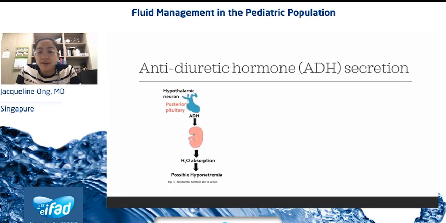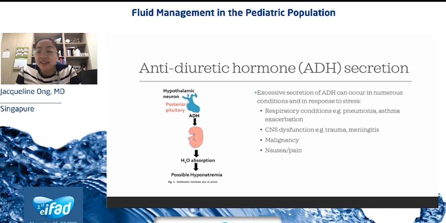Well, in part, in many ways, it is due to this. So this slide demonstrates the secretion of antidiuretic hormone from the posterior pituitary. The secretion of ADH results in free water retention, leading to hyponatremia. This response in children sometimes can be quite excessive or relating to a syndrome of inappropriate ADH.